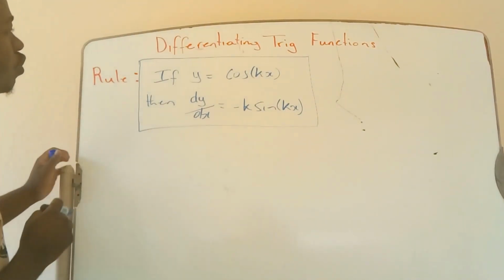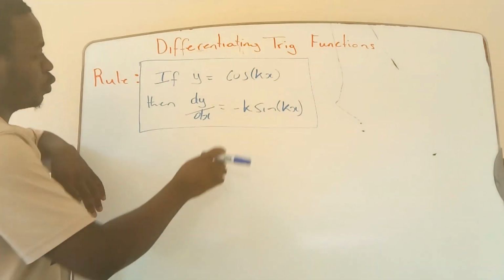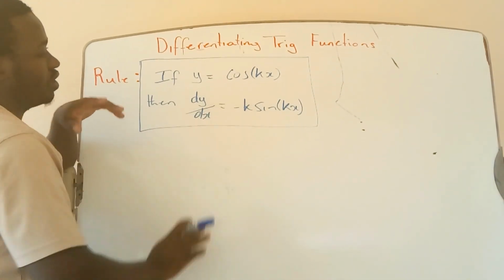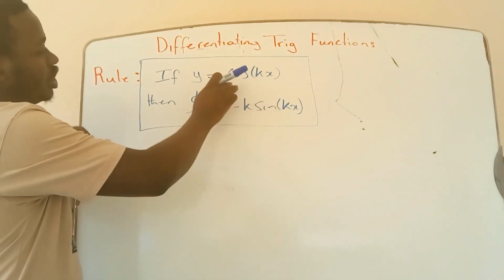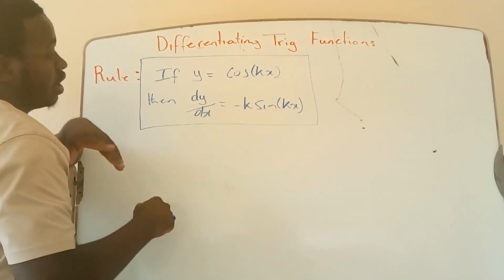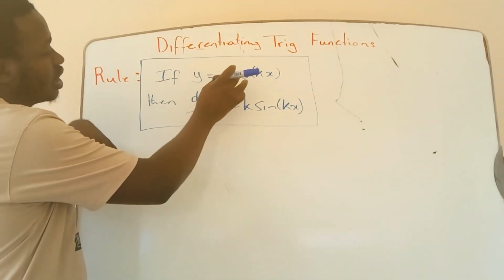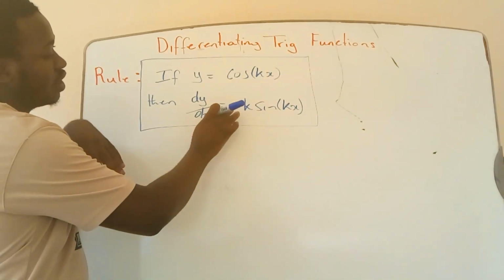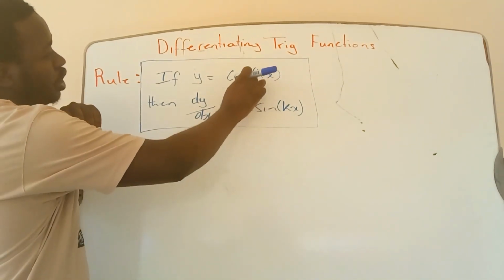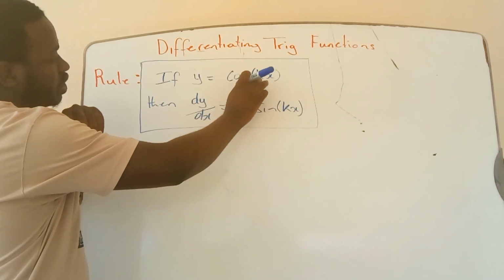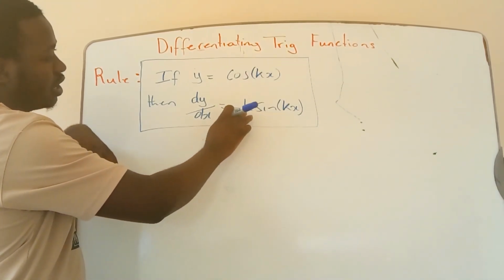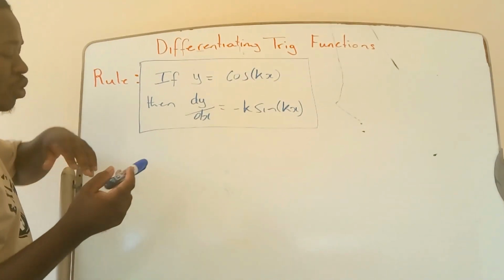Let me just explain this rule some more. You might ask, where did I get this k from? Where did I get this minus from? Now, when you differentiate cos x, that gives you minus sin x. So that's where that minus comes from. When I differentiate inside of this bracket, which is kx, you get k. So that's where the k comes from. Now let's look at some examples.